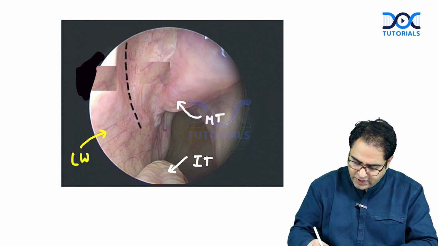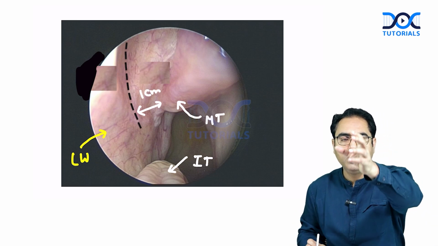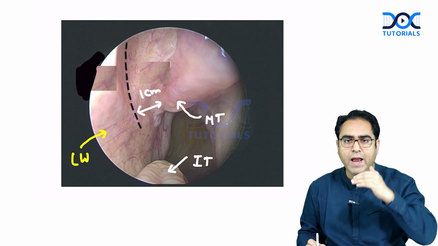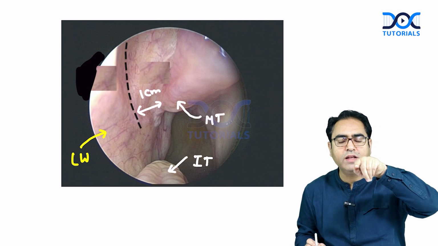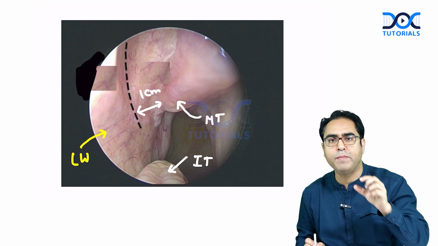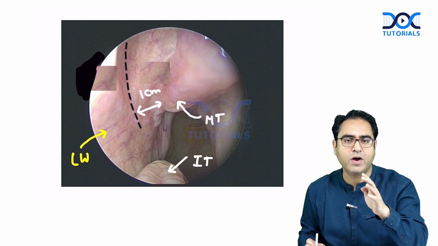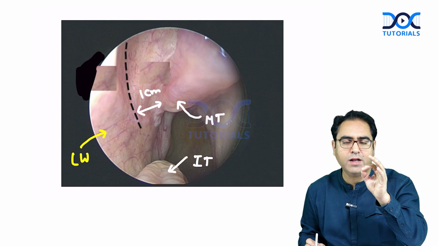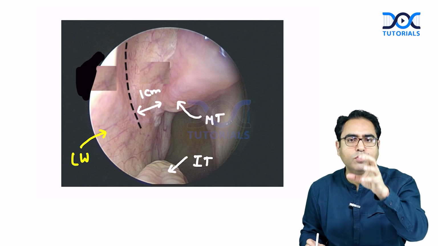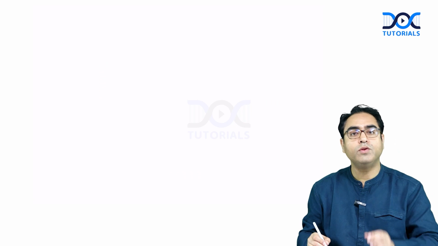Just 1 centimeter anterior to the posterior end of the inferior turbinate, you give an incision and you lift the mucosa, and there you find the sphenopalatine foramen, and you see one artery coming out of that. That is the main trunk of the sphenopalatine artery. So where do you give the incision for SPA ligation, 1 centimeter proximal to the posterior most end of the middle turbinate. Future question.